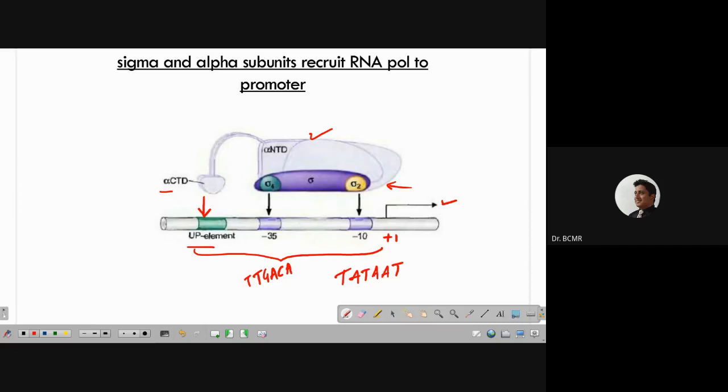And we also spoke about sigma factor, which is the protein component that recognizes the regions -10 and -35. It can be divided into several subparts: sigma part 2 interacts with -10, and sigma part 4 recognizes the -35 region. So sigma factor is the one that actually allows the RNA polymerase to interact with the promoter.